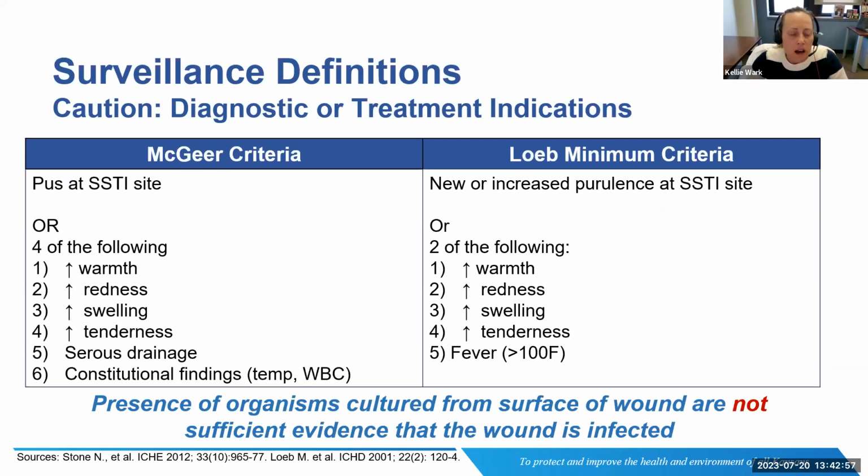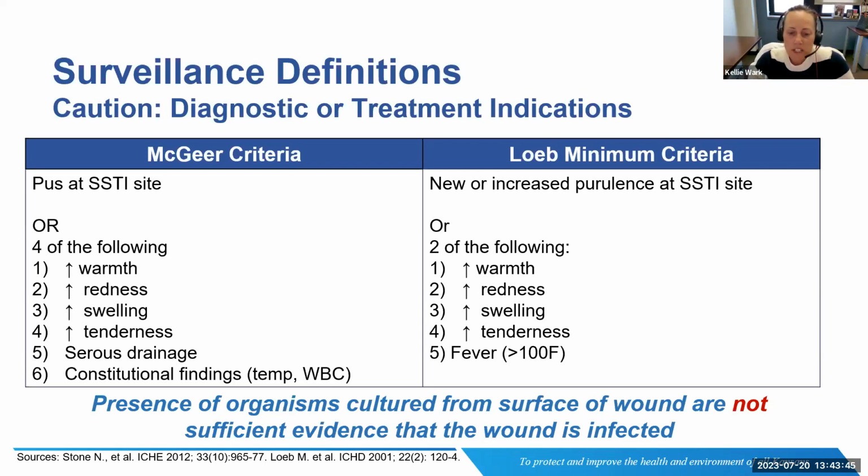So these are surveillance definitions that you're all familiar with, the McGeer versus the Loeb minimum criteria. That really is meant as a screen for cellulitis. You can see the criteria here. For the McGeer criteria, there's pus at the skin or soft tissue site, or 4 of the following listed there. Versus the Loeb minimum criteria, again purulence at the skin, soft tissue, or wound site, with only 2 of the following. Some of those 2 of the following are increased redness and increased swelling, so there are a lot of other conditions that can explain that. So it has to be applied carefully, particularly when you're worried about infection.